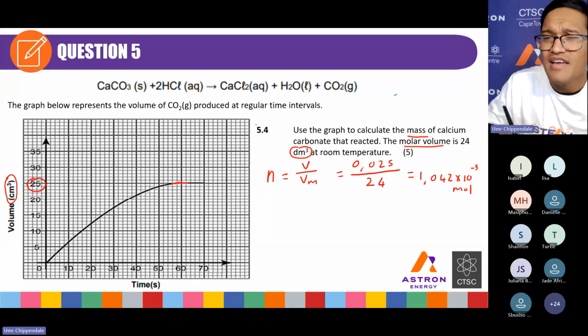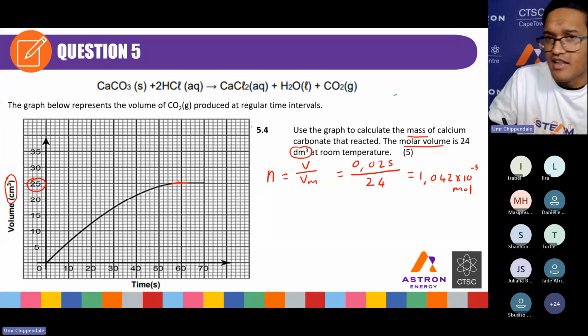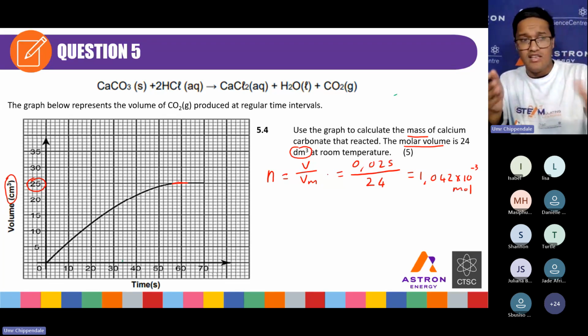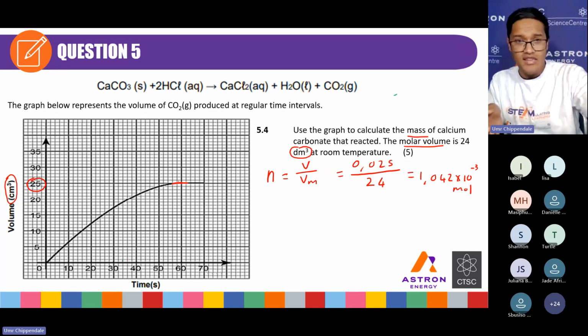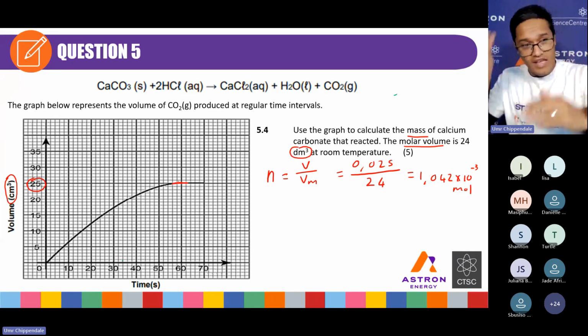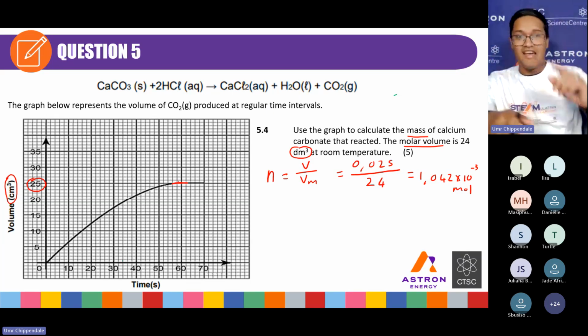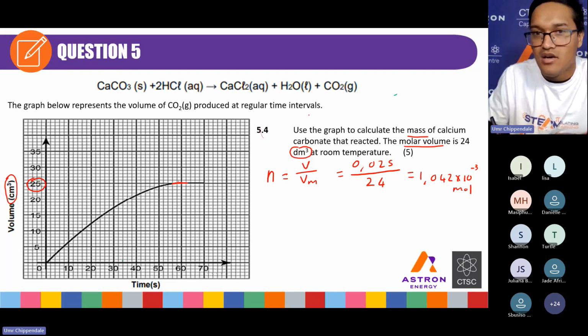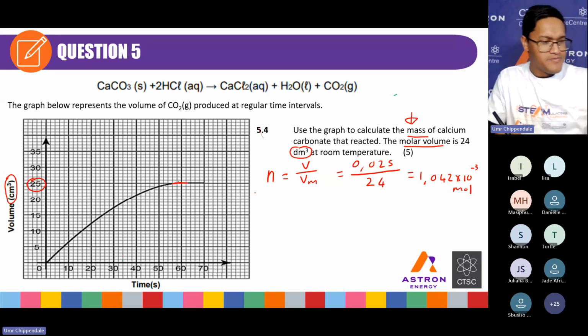But remember, this is a 5-mark question. Please do not think, oh, you sorted one thing out. It was maybe a bit difficult, or at least you had to use a bit of your knowledge to get that answer. Doesn't mean you have to do all of that thinking just to get that answer, that is not going to be your final answer. Remember, they want the mass of your calcium carbonate. That was done. So right now we have the number of moles.